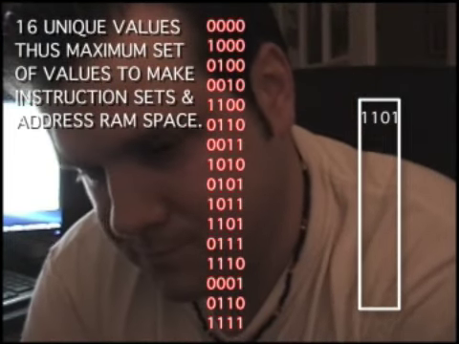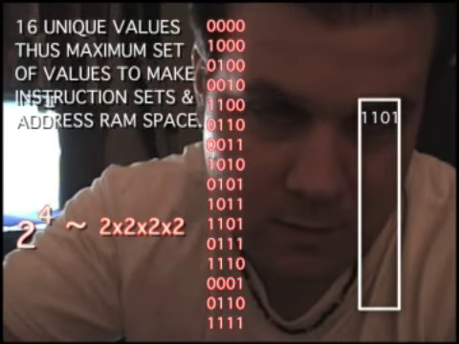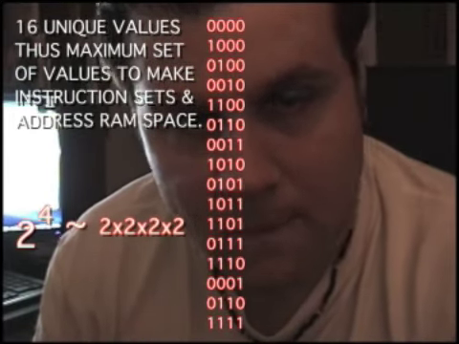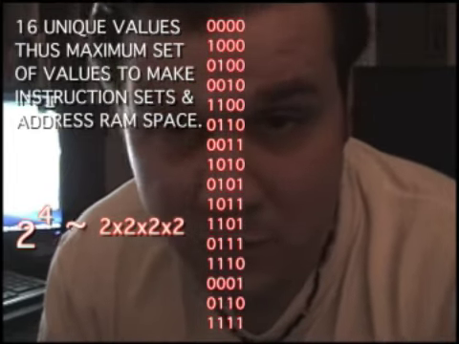So what do I mean by all this? Because a bit can be 1 or a 0, we take 2 to the power of 4, and you get 16 possible unique values. In any one of those 16 combinations, you can create instruction sets. Obviously, you can't do very much with such a limited instruction set. Instruction sets basically communicate between RAM and the processor. So you're not only limited on the pipes, but you're also limited in the amount of addresses that you have in RAM, because you only have 16 available positions.